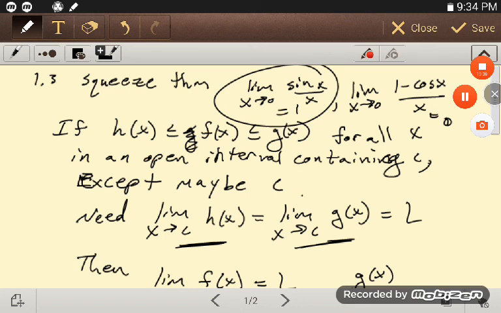I think that does it for the main material of section 1.3. So we'll call that one done.